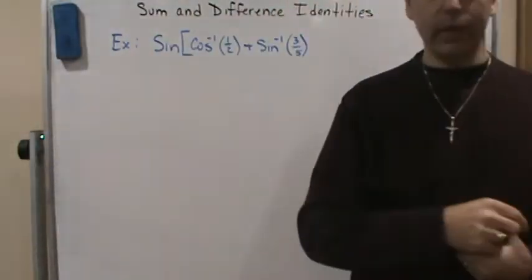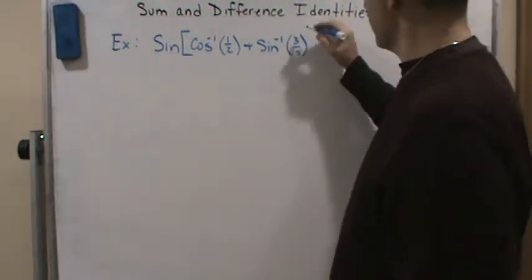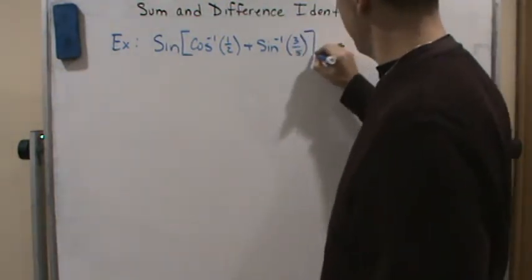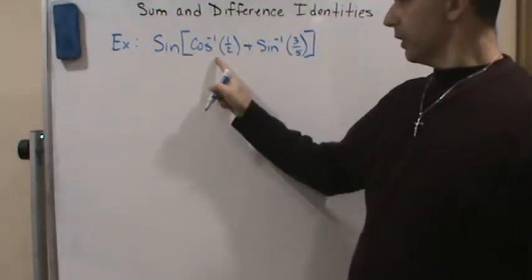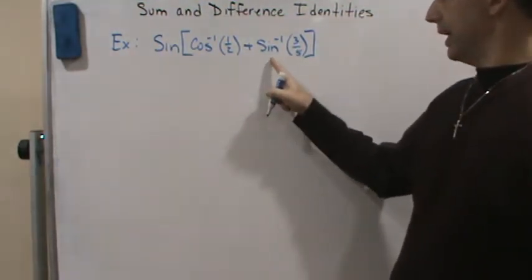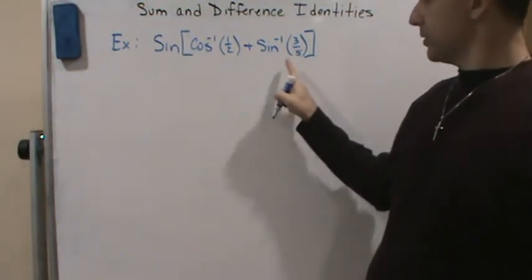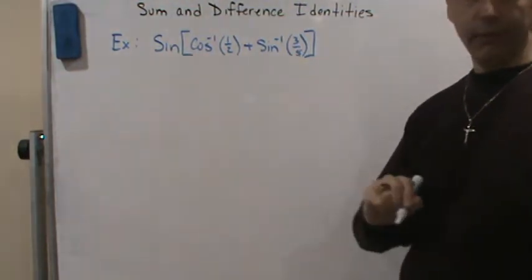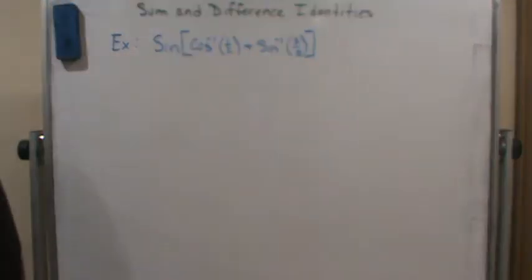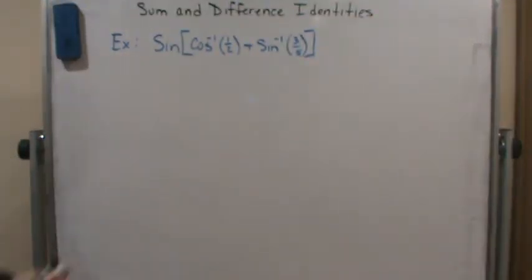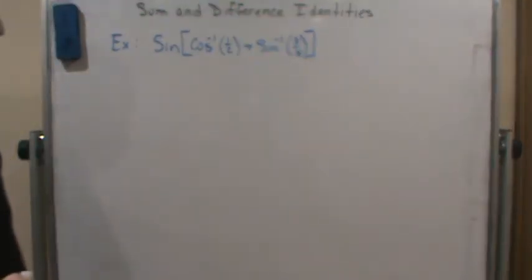Okay, so let's look at this one. Now this is involving inverse trigonometric functions. Notice we have cosine inverse of 1/2 and sine inverse of 3/5. Again, these represent angles, so don't get confused by this. Those inverse trig functions represent angles, so we can still apply the sum and difference formula here.